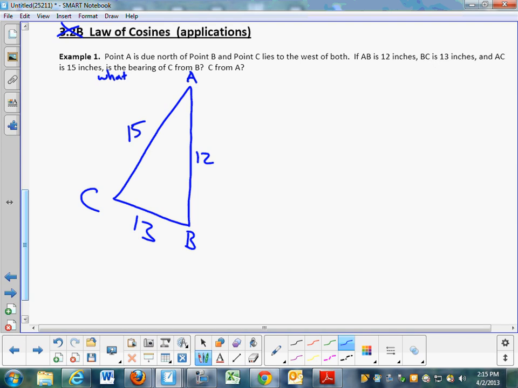We're going to spend more time talking about bearings tomorrow. The question is, what does that mean, bearings? Well, for example, it says C from B. So you're starting at B. Another way to think of this is B to C, and that's the way I'll write it on your test, your homework, and your study guide. C from A, so A to C.